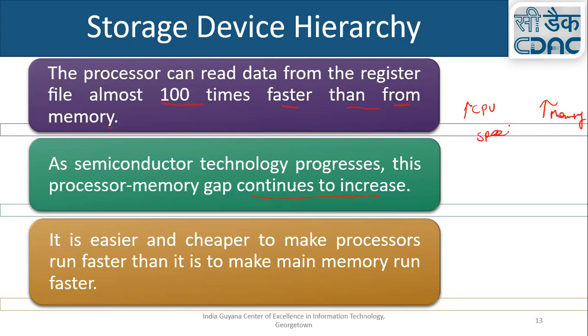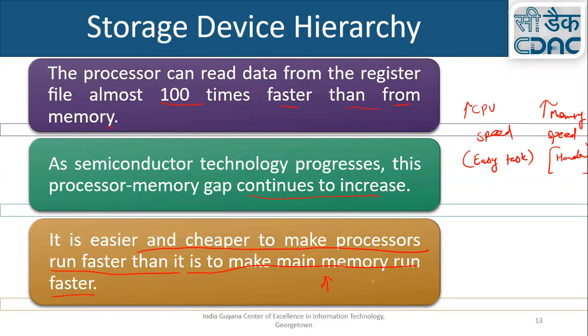So this is a comparatively easy task. This is harder, to increase the memory speed. It is easier and cheaper to make processors run faster than it is to make main memory run faster, because even if you try to make main memory faster, its price increases.